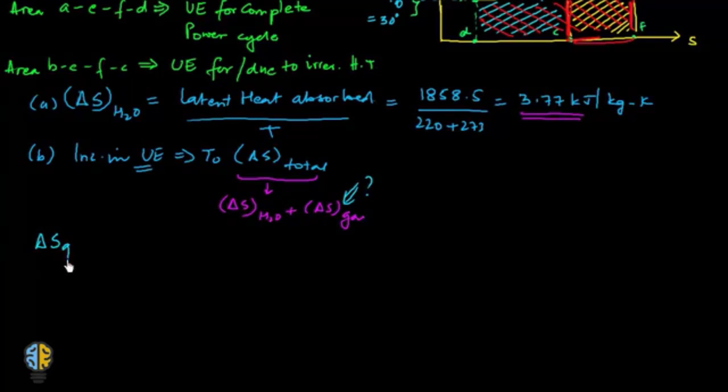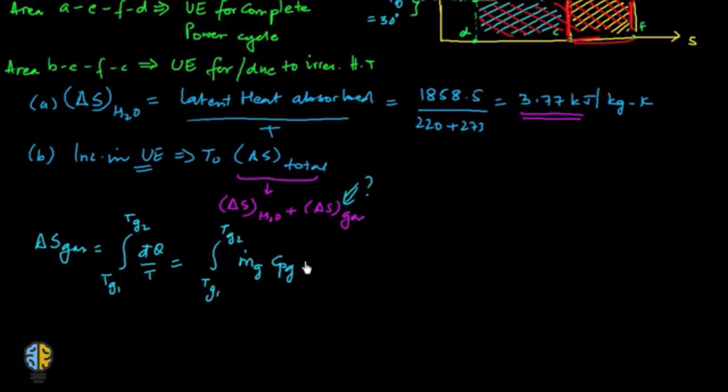Delta S for the gas is equal to the integral from gas temperature 1 to gas temperature 2 of dq upon T. Now the amount of heat that is lost by the gas is mCp delta T, isn't it? So this is m_g dot into Cp of the gas into dT upon T.